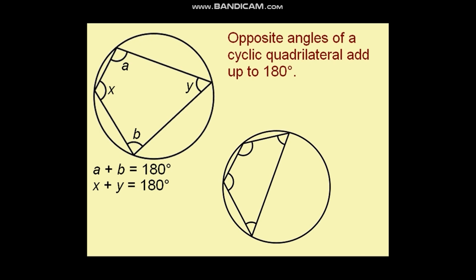Sometimes it's a bit harder to spot. This is still an example of a cyclic quadrilateral, so we'll have a pair here adding up to 180 and another pair here.